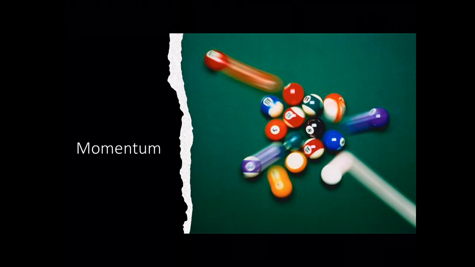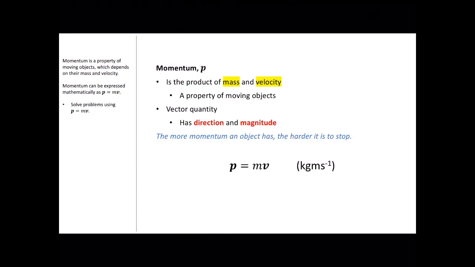Hey all, welcome to the subtopic of momentum. So momentum is a property of moving objects which depends on their mass and velocity. Momentum can be expressed mathematically as P, which is a symbol for momentum, equals mass times velocity, and in Year 11 physics or Stage 1 physics you're expected to be able to solve problems using this equation.